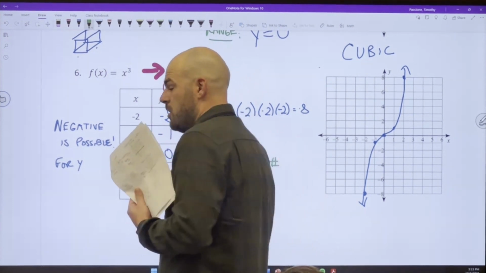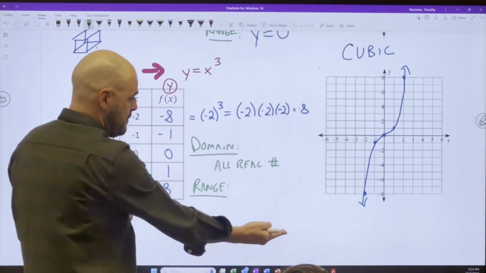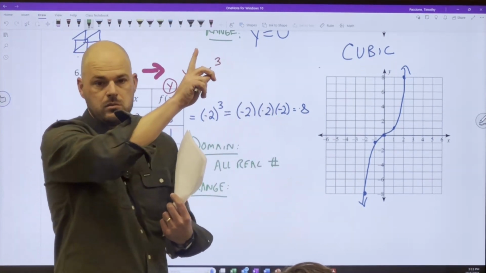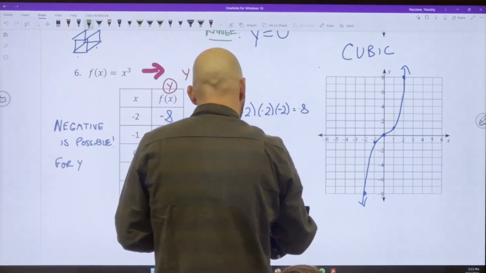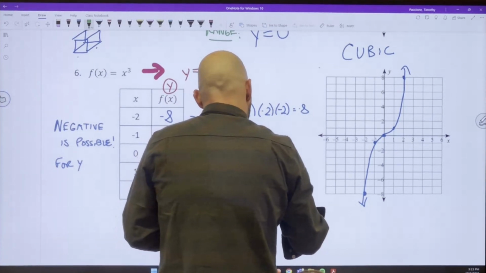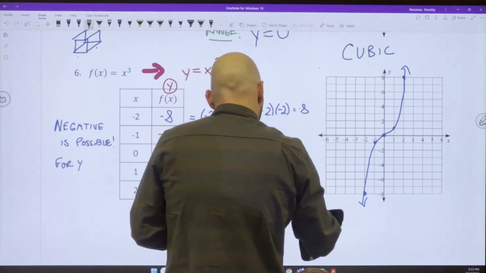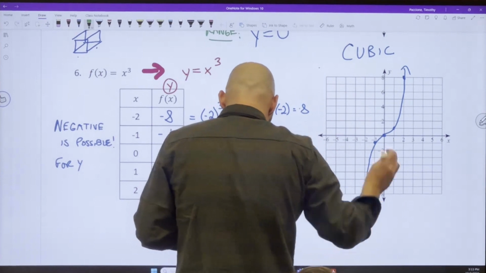And then finally, our range, well, if I look at the bottom, there's an arrow. I look at the top, there's an arrow. All real numbers. And we have our parent function.